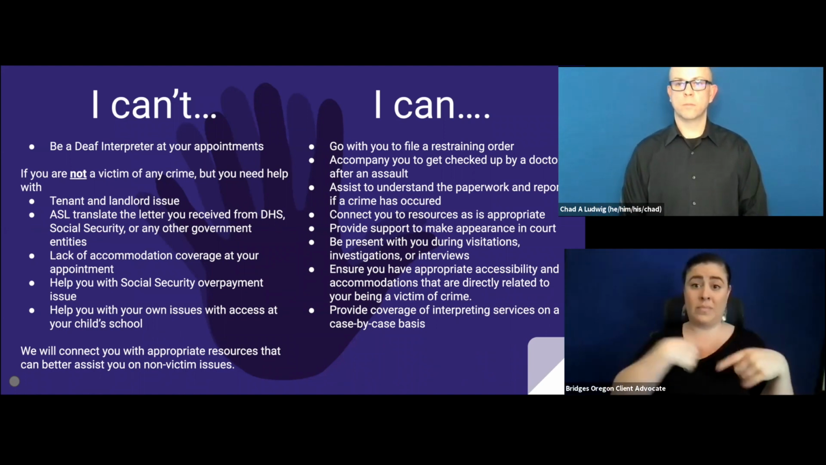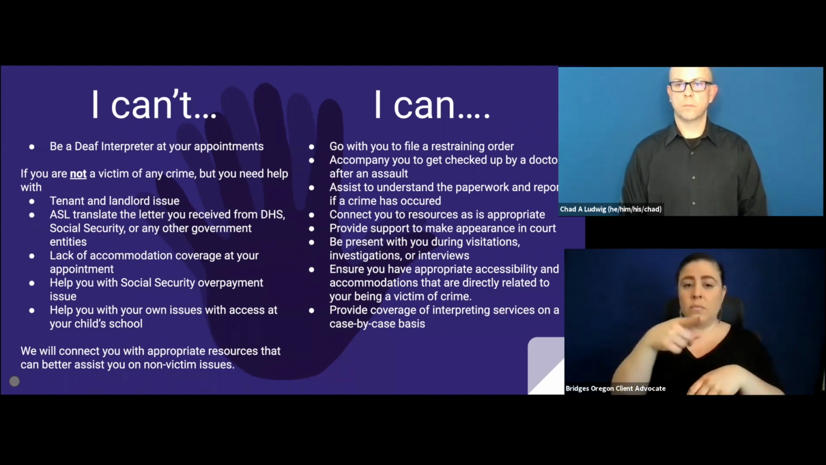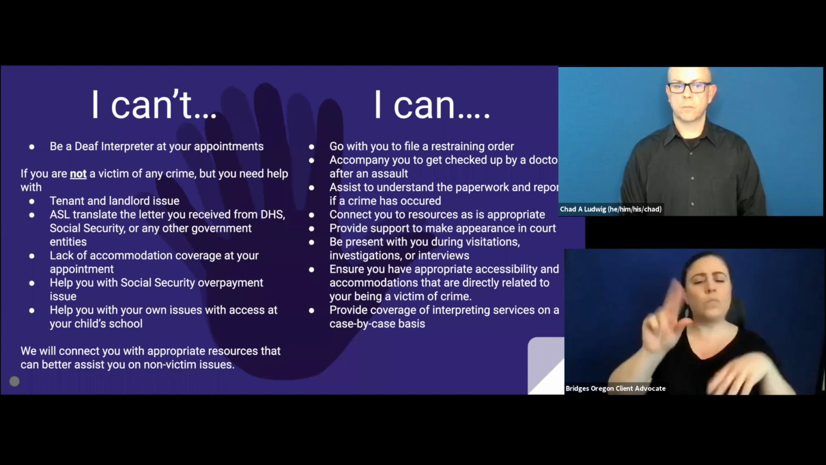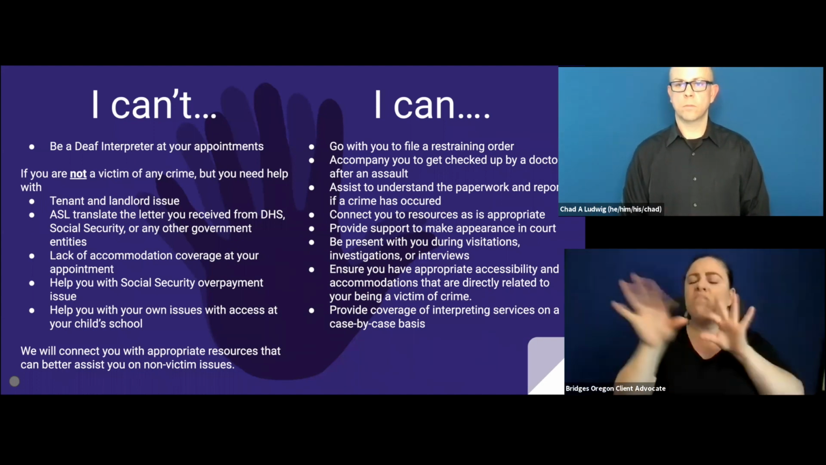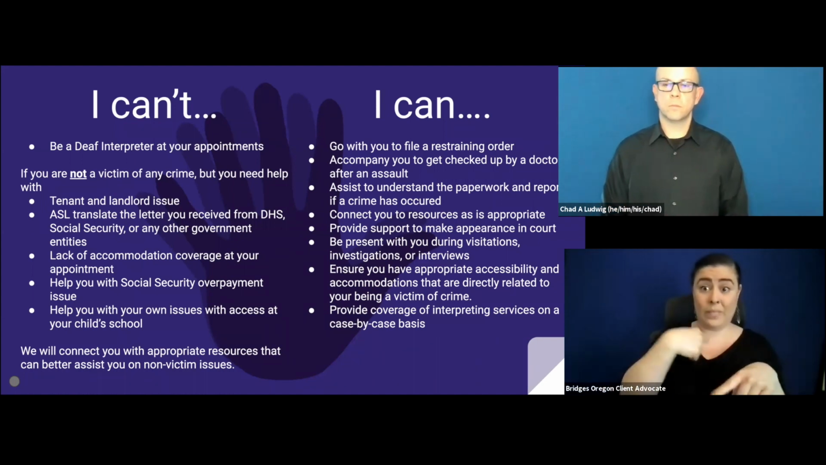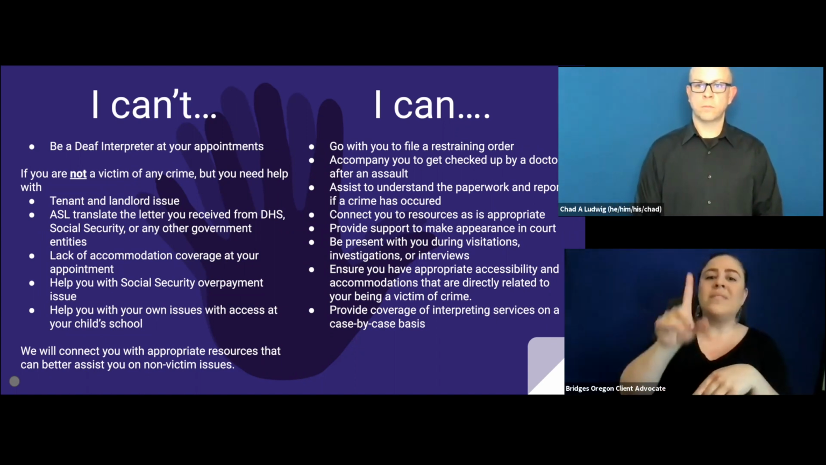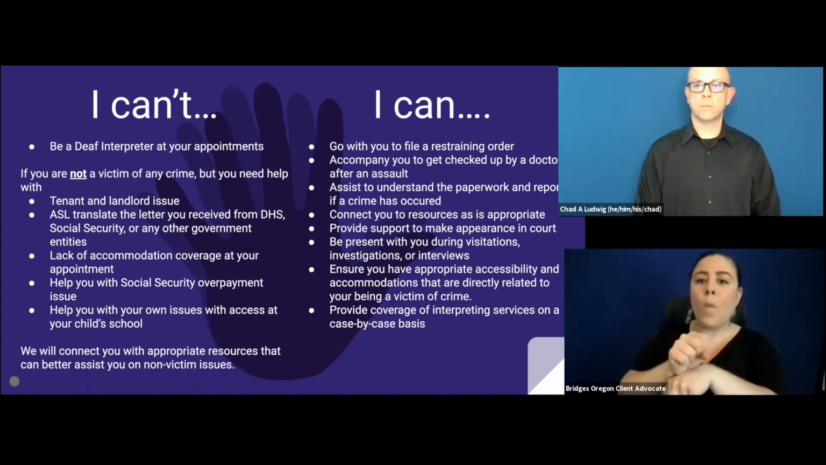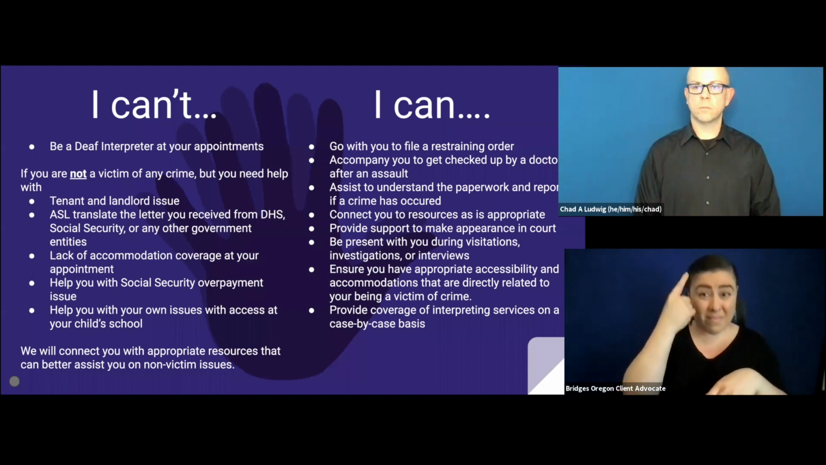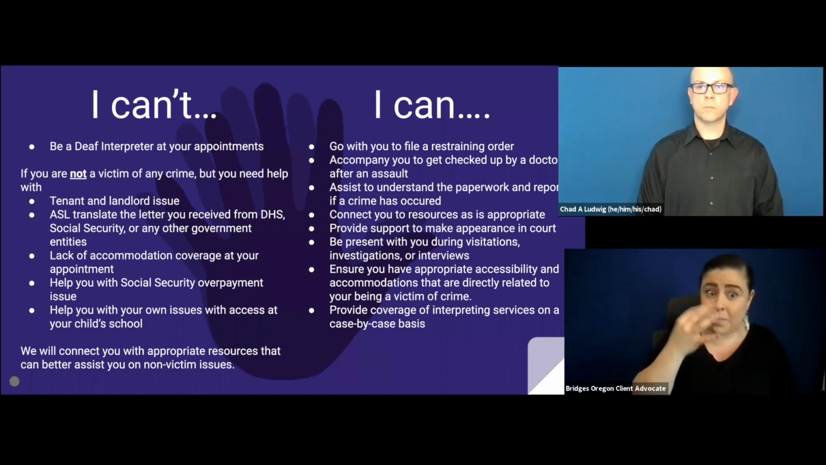There are a few examples of these that we cannot do. There's things that we can and can't. If you're saying, oh, is that all you can provide? No, we cannot be your deaf interpreter. We can't go with you and be your deaf interpreter at an appointment.